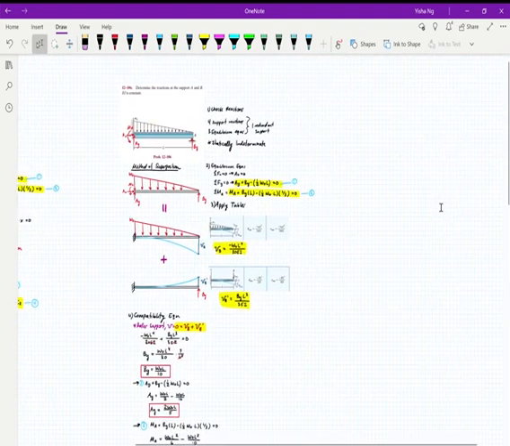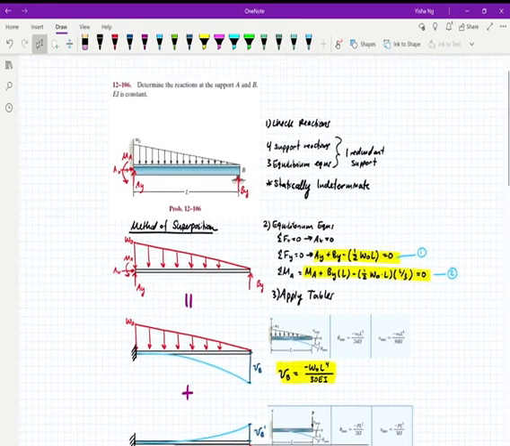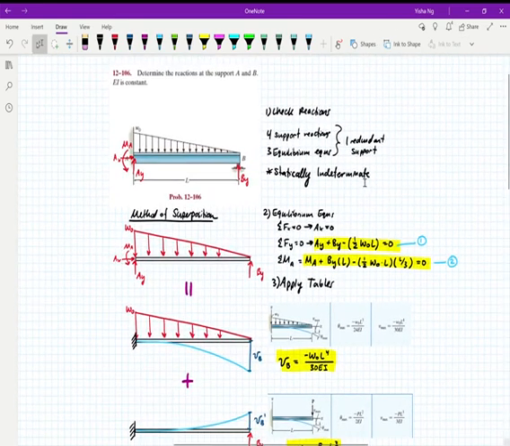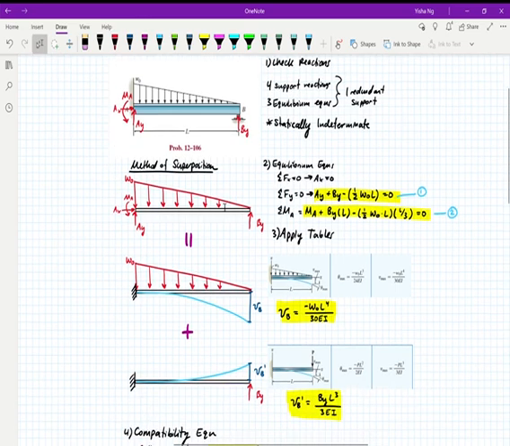So we're going to go back and look at the problem again. We do the same thing. We check our reactions. We know it's statically indeterminate. What that means in terms of the method of superposition is that I have to break it down into parts and have a compatibility equation.